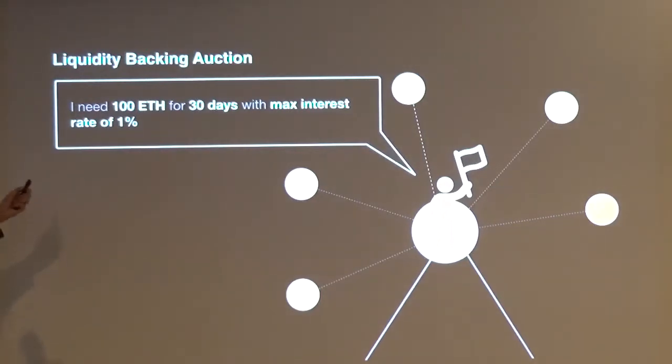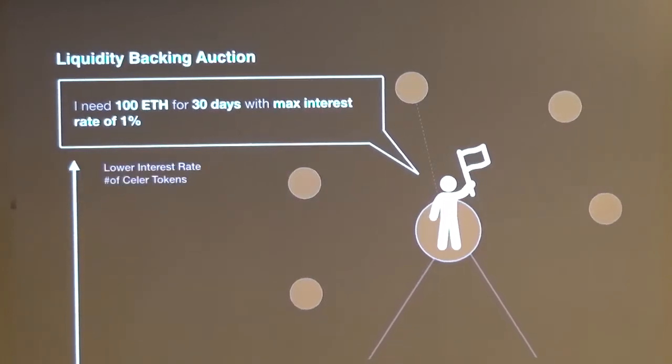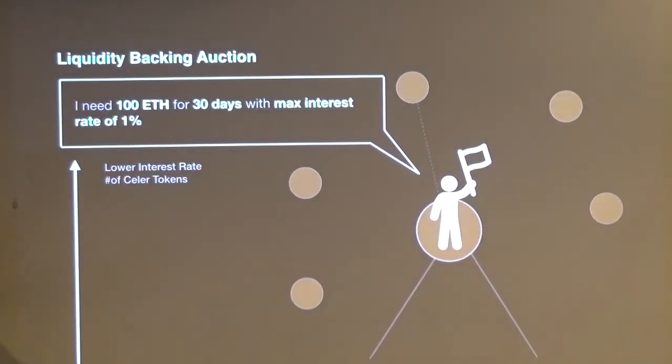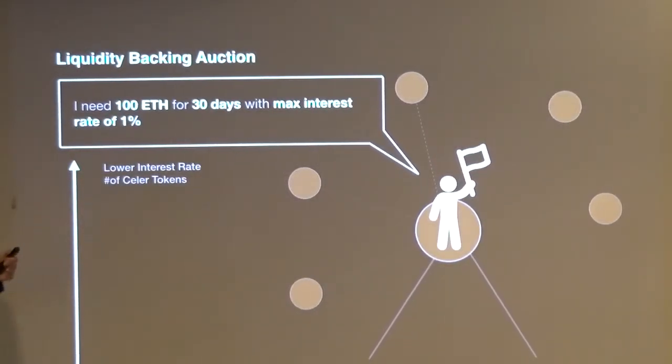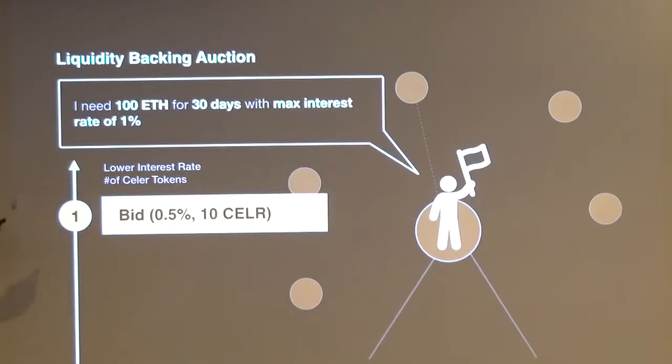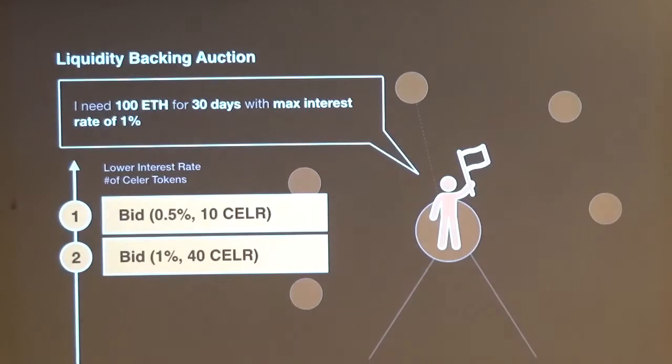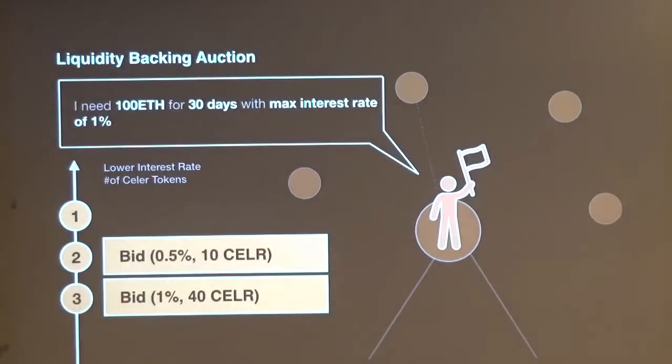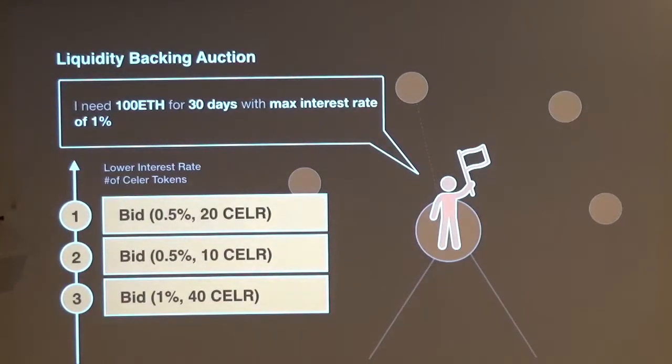Now what he can do is start an auction contract on the blockchain directly, saying that I need 100 ETH for 30 days with a maximum supportable interest rate of 1%. Then all these liquidity backers will be eligible to bid on this contract, saying, okay, I'm willing to lend you for 0.5% interest rate. Some other guy is going to say, oh, I'm willing to lend you for 1% interest rate. And some other guy is also going to say, oh, 0.5% interest rate.